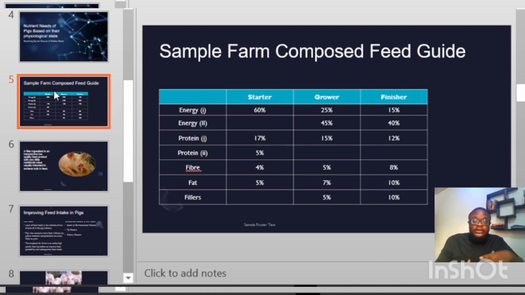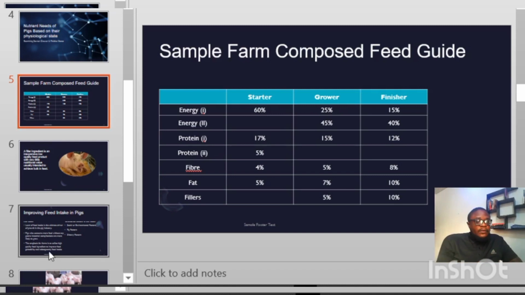With finishers, since they are going to market and you have maybe 3 to 4 weeks to send them to market, you want to bring your feeding cost down by looking for a variety of alternatives. You also want to increase your fiber and fillers to ensure that whatever you are giving them has a little bit of bulk in it. So if you look at this template here, you'll be able to fit in some of the nutrients we spoke about. You can remove the energy and bring in your energy source, your protein source, and your fiber source, and you can calculate the cost implication of this.